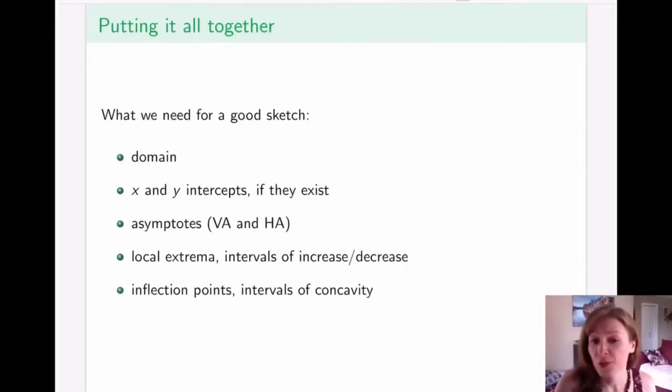Now that we've had quite a bit of practice with the first derivative test and second derivative test, finding critical points and inflection points, we're going to be putting all of the information that we can about a function together in order to produce an accurate, detailed graph. The information that we normally seek are things like the domain, the intercepts, all potential asymptotes, local maximum, local minimum, intervals of increase, decrease, inflection points, and intervals of concavity.